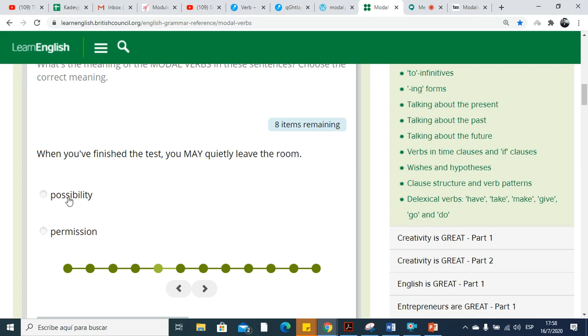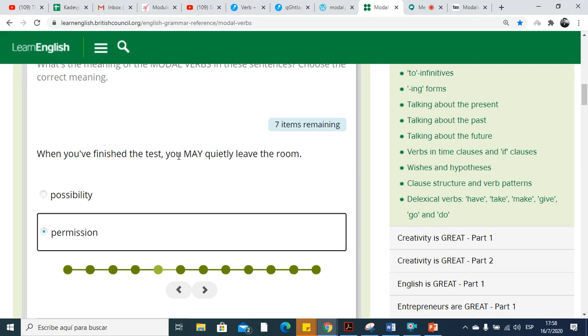When you finish the test, you may quietly leave the room. Melissa, is this a permission or a possibility? A permission. Yes, very good. A permission because it's giving permission to that person: cuando terminen el examen se pueden ir. So it's saying you may quietly leave the room. It means that it's a permission.